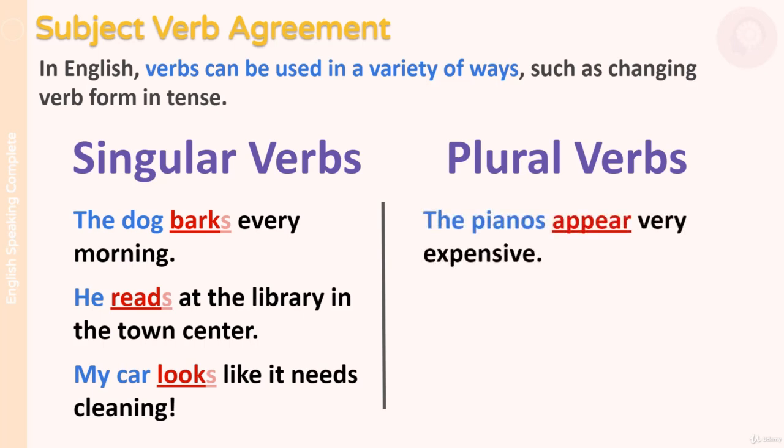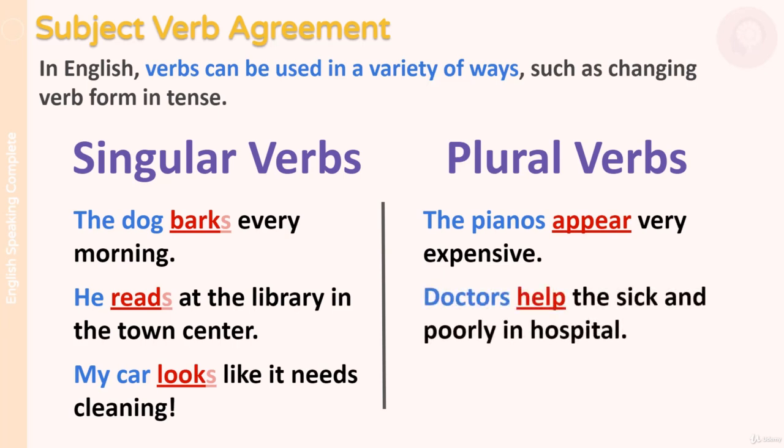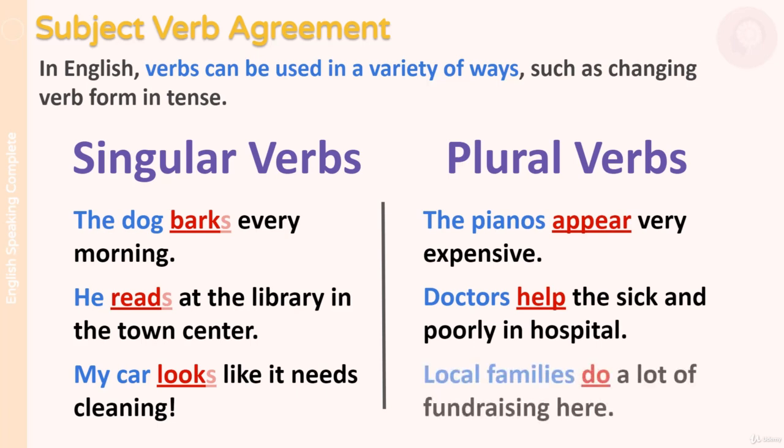Here are some plural verbs. "The pianos appear very expensive." So there we can see our subject, the noun pianos, so we know there are many of them. We know the pianos are plural. Appear, no S. Appear very expensive. That is our plural verb. So we have our plural subject and plural verb. "Doctors help the sick and poorly in hospital." And finally, we have "local families do a lot of fundraising here." So our plural verb here is do.